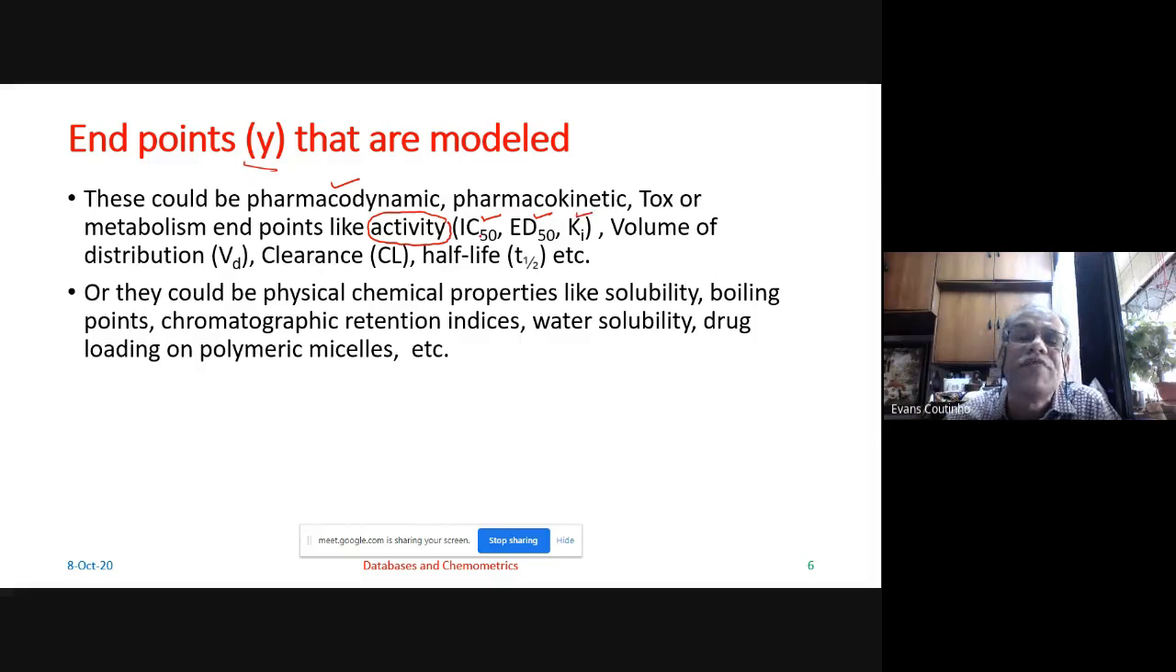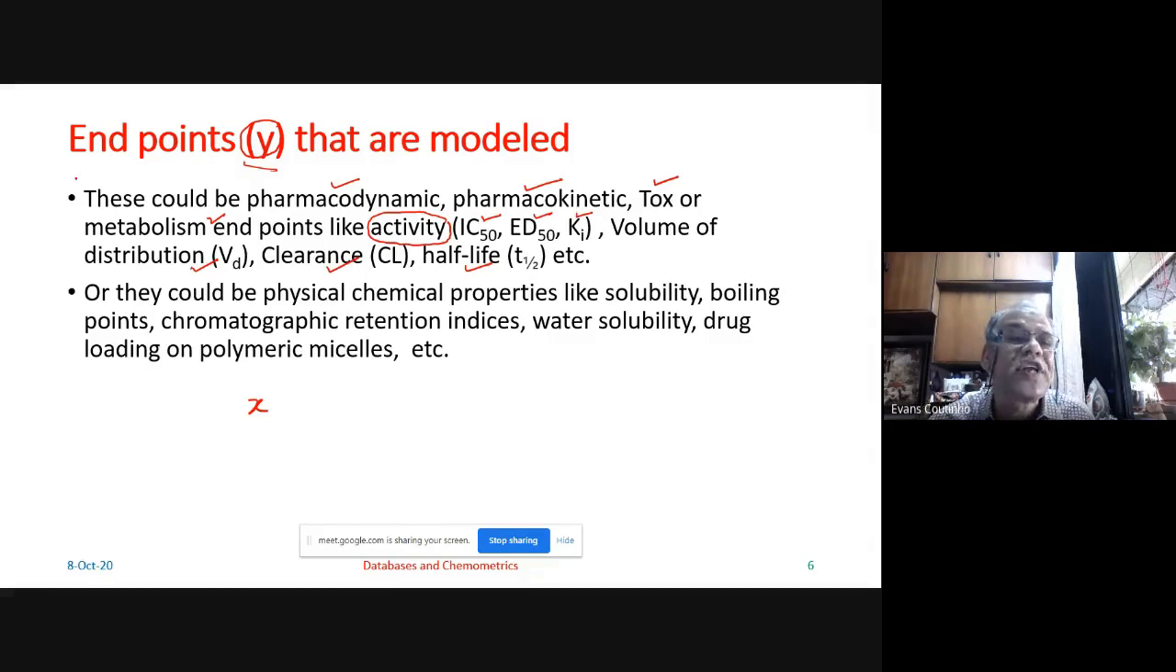values, or the inhibition constant values. Or the molecules may also have associated with them pharmacokinetic properties like the volume of distribution, the clearance, the Cmax, the half-life, or the molecules may also have attributes like toxicity and metabolism. So these are called the endpoints. Why is it the endpoint? I want you to clearly understand what is X. X are the descriptors of the molecules in the database, and these are lipophilicity, electronic, steric, topological, connectivity, fingerprints, etc. And the endpoints are these pharmacodynamic, pharmacokinetic, toxicity, metabolism endpoints.